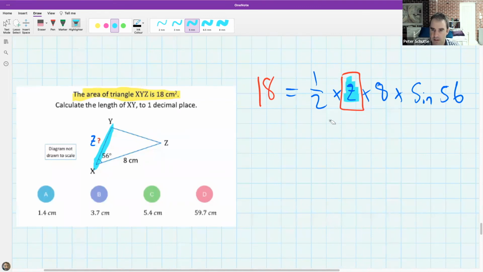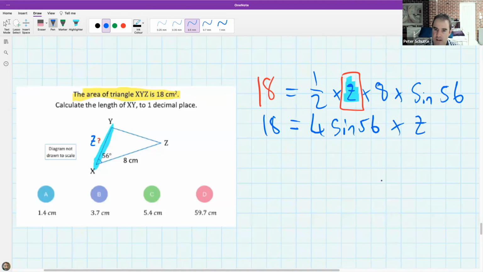So I seem to be thinking a lot today. So what are the answers coming in? A lot of people are going, some people B, some people C. Okay, let's see what happens. So this would just be 4 sine 56 times z. And then I'm just going to move this whole thing across. It's times on this side, which means when it comes across, it's going to be 18 divided by 4 sine 56.